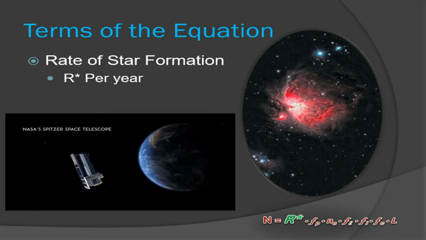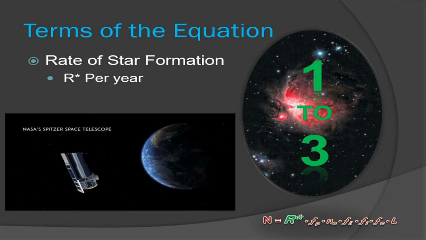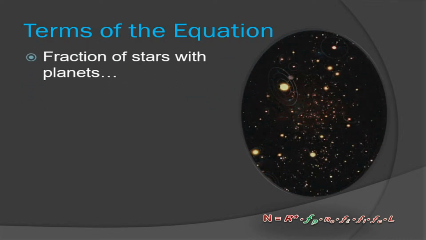I've got all kinds of pictures of baby stars I've shown in other Science Sunday presentations, but lots of stars are being born there. And so the rate of star formation in our galaxy is estimated currently to be between 1 to 3 new stars per year in our galaxy. And that's pretty impressive. So Drake wasn't too far off with that one.